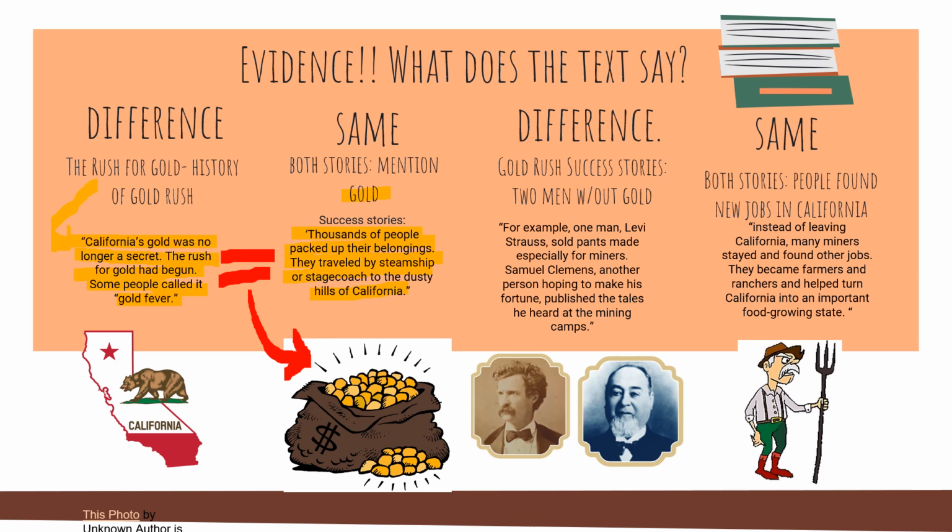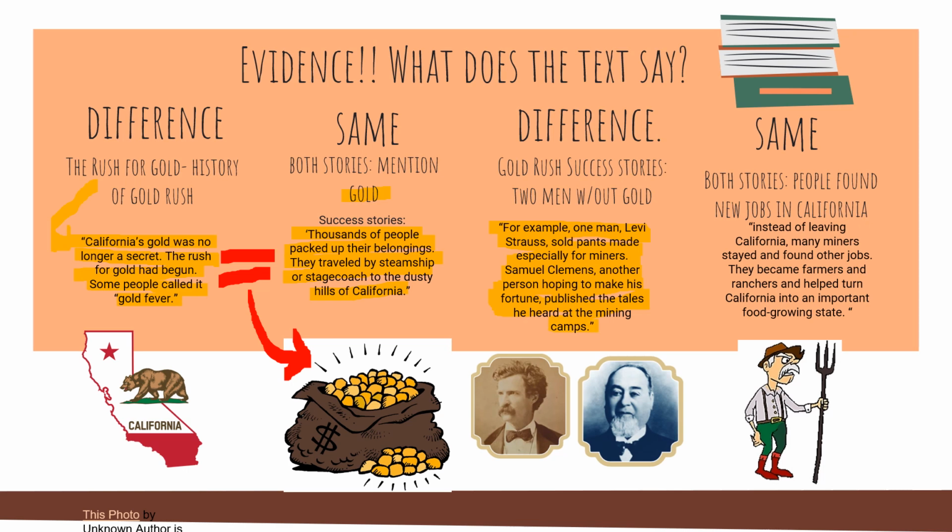Another difference we mentioned was that the Success Stories article was different because it didn't talk about how men were successful with gold, but it talked about how they found success even if they didn't find gold. Here's a quote. For example, one man, Levi Strauss, sold pants made especially for miners. Samuel Clemens, another person hoping to make his fortune, published the tales he heard at the mining camps.